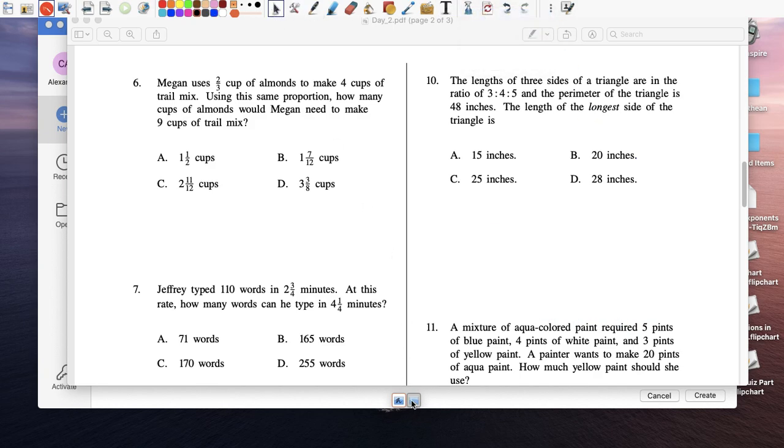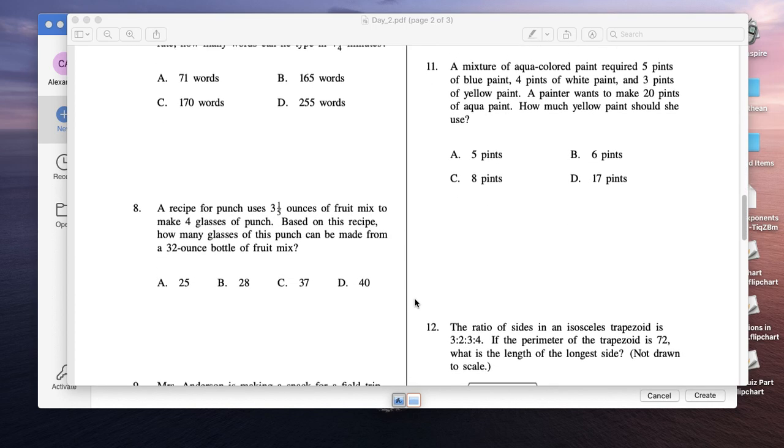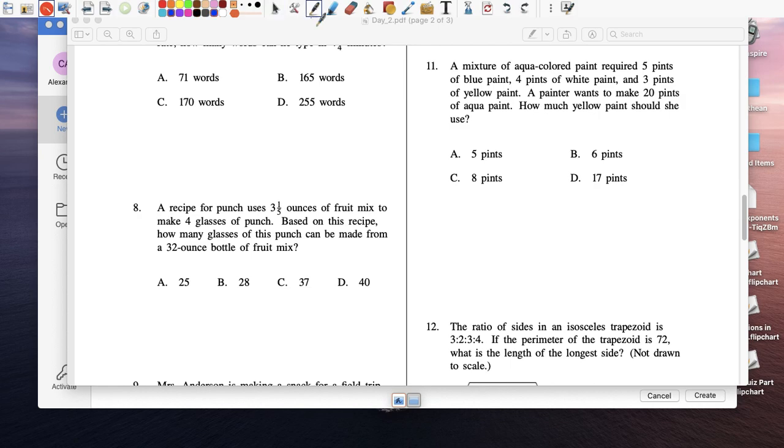A mix of aqua color paint requires 5 pints of blue, 4 white, and 3 yellow. Right, so to make aqua, you need all those 3. A painter wants to make 20 pints of aqua paint. How much yellow paint should she use?